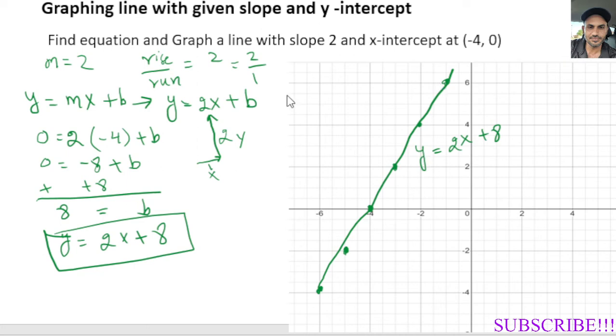So, the point of this particular example is finding the equation of the line and graphing it using the information that is provided to us. So let's go ahead and do the next example.